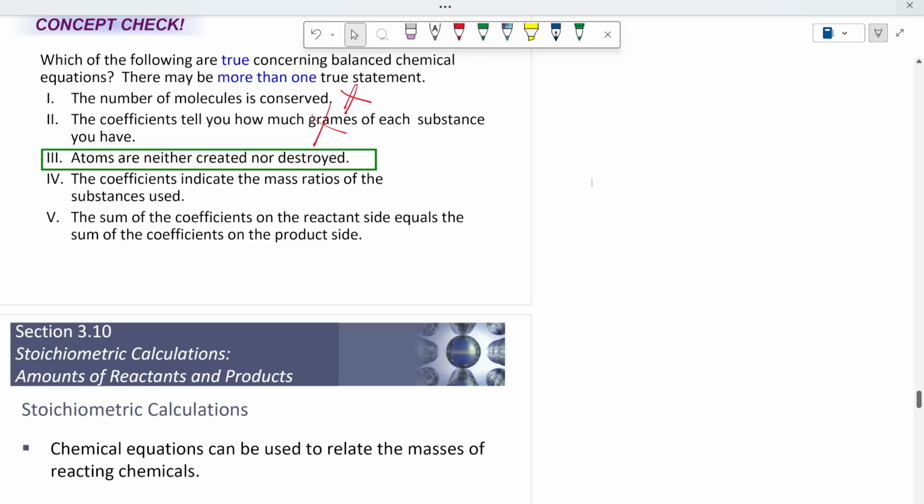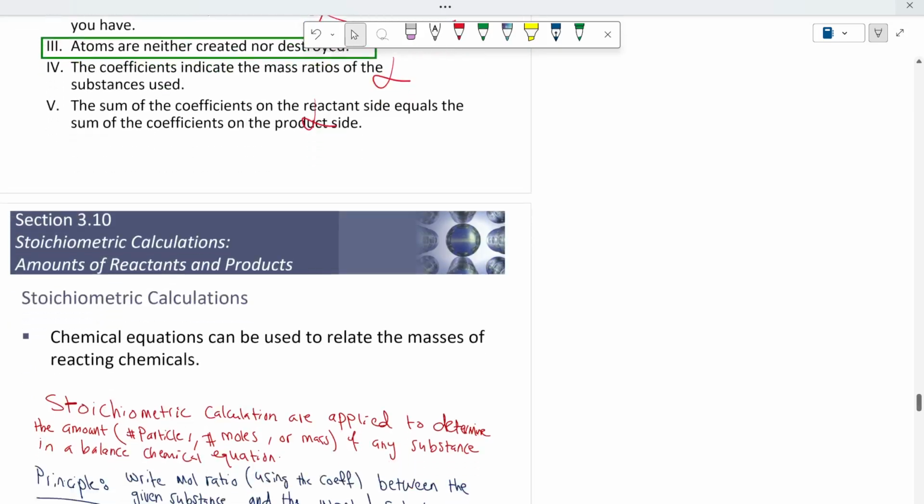The coefficients indicate the mass ratios of the substances. It's similar to the second statement. Again, this is wrong. The sum of coefficients on the reactant side equals the sum of coefficients on the product side. What do you think? It's similar to which statement? Yes, it's similar to the first statement. So this is again a wrong statement. The only correct statement is the third one.